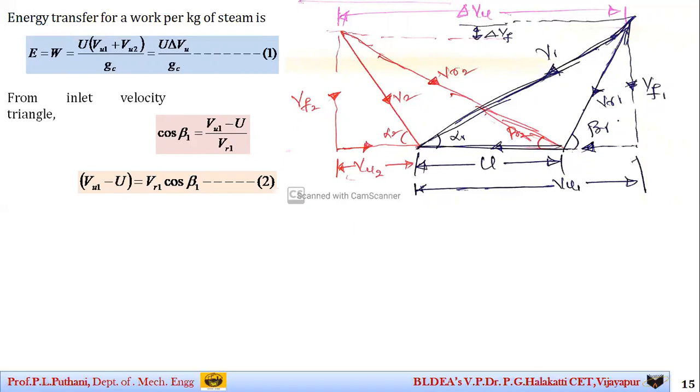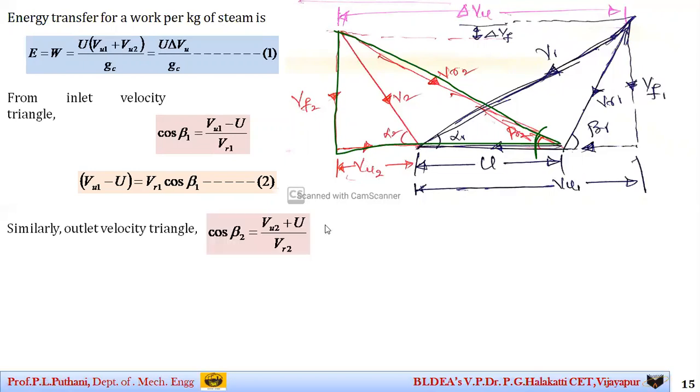Similarly, if I go for the outlet velocity triangle, please observe here with respect to beta angle. So this is my outlet velocity triangle, which I am highlighting with the green colored ink. You can see here, and here I am measuring the beta angle. So cos beta 2 is equal to what in this angle now? It is VU2 plus U divided by VR2. So the outlet velocity triangle becomes VU2 plus U is equal to VR2 cos beta 2. These are the equation number 3.